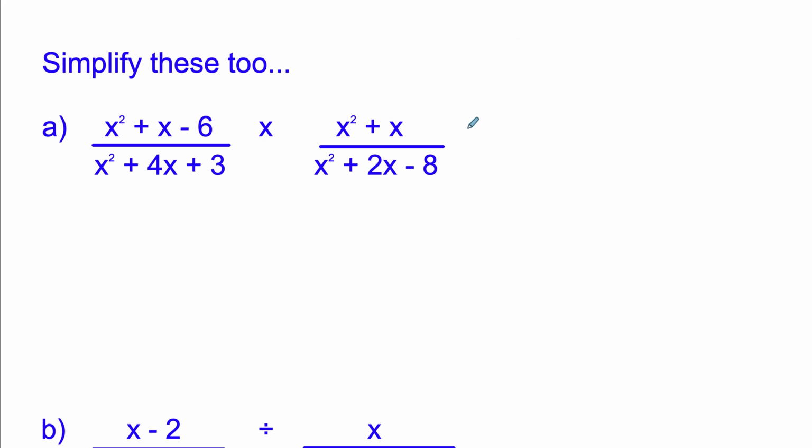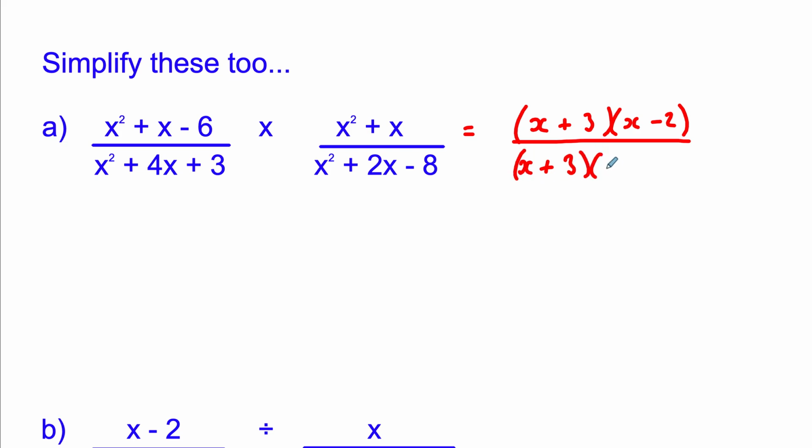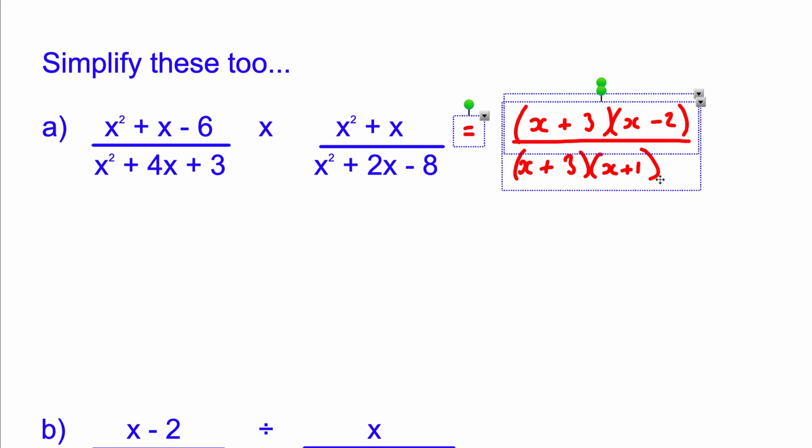Okay, so hopefully you've had a chance to work through these two examples. As I said before I left you to it, we're going to factorise everything as much as we can. So the top left is going to factorise to, what's it going to be? We need a 3 and a 2, a plus 3 and a minus 2. The bottom is going to be x plus 3 and x plus 1. And on this side we're going to have, let me just bring that down underneath so I've got more space.